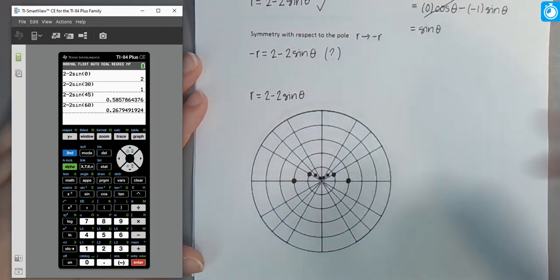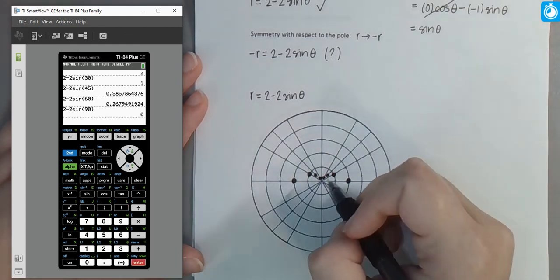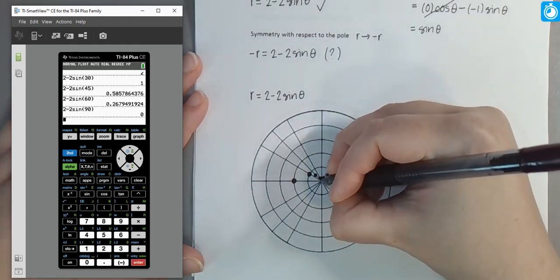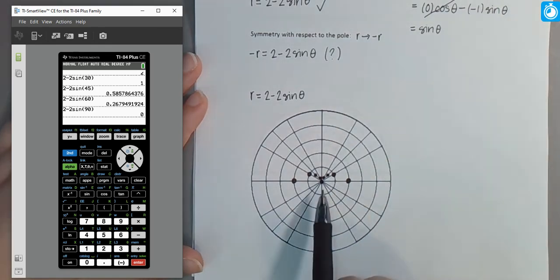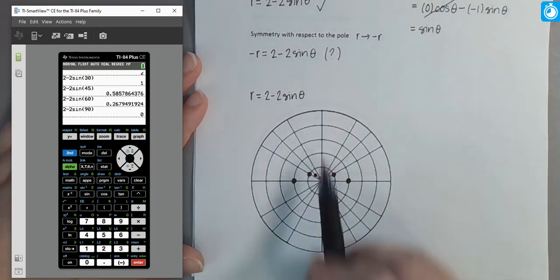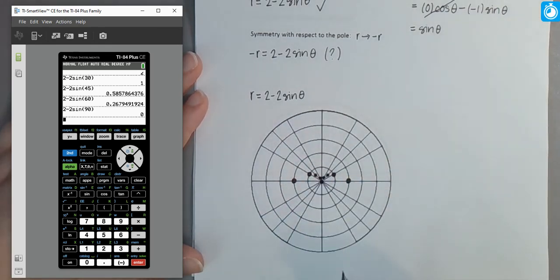And then what happens when we get to 90? So 2 minus 2 times the sine of 90 degrees is going to be 0. So that takes us to the pole. Now we can't use any symmetry to graph another point from here since it's along our line of symmetry. So what do we have so far? Let's trace the graph we have so far.